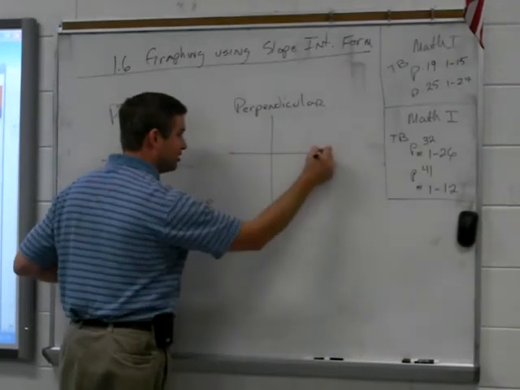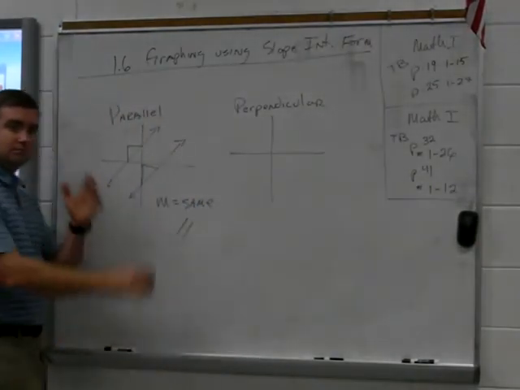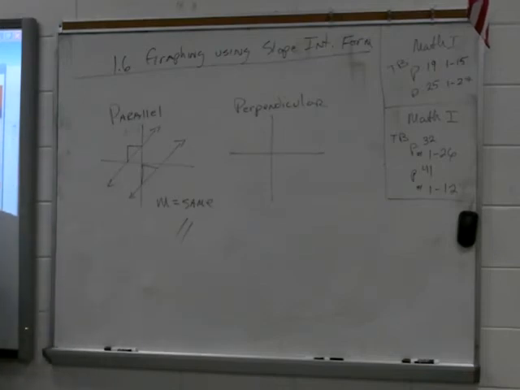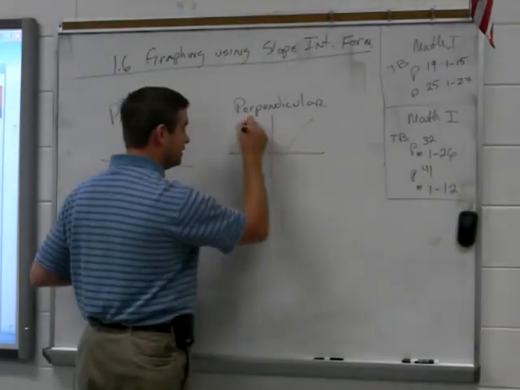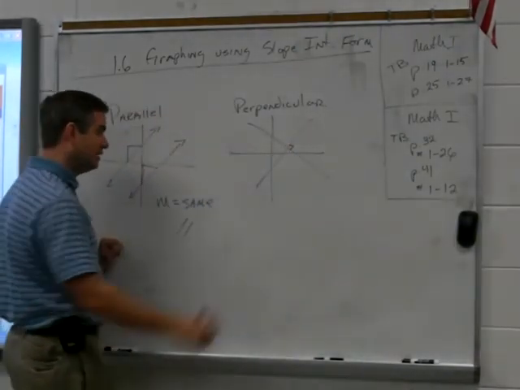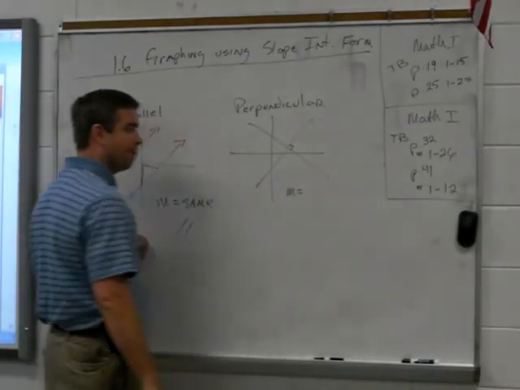Conceptually, what do perpendicular lines look like? They cross at a 90-degree angle. They intersect at a 90-degree angle. That makes them perpendicular. So here's one and here's the other. Right there is 90 degrees. So we say they are perpendicular.